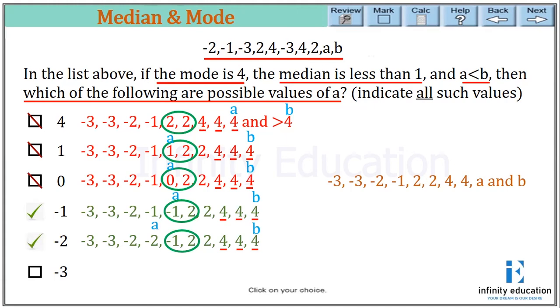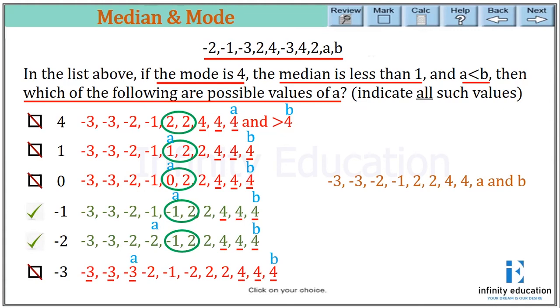Now if I see the last one, see what happened. If I take A as -3 and B as 4, I can see -3 is also appearing thrice and B is appearing thrice. So this one cannot be possible, because here it is appearing thrice and appearing thrice. So 4 is not the mode anymore. So the value for A cannot be -3. So D and E are the answers to the question.